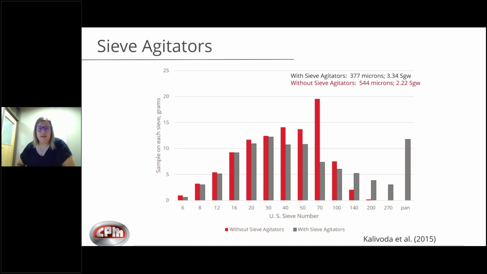To demonstrate the effects that sieve agitators have on the results, we took one sample, split and divided it, and ran the sample with sieve agitators and without sieve agitators. When we use sieve agitators, we obtain a lower particle size and a higher standard deviation. This is mainly because the material on the number 70 sieve moves to a more proper, designated sieve throughout that sieve stack.